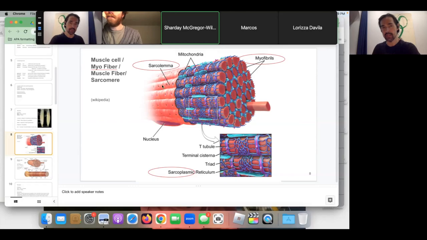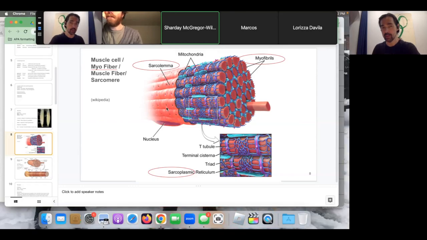So the muscle cell is the same as the muscle fiber. A muscle cell is sometimes referred to as a fiber of muscle, a muscle fiber. It's also called a myofiber. One myofiber, one muscle fiber, has many myofibrils. So threads inside of the fiber. The fiber is made of many fine threads. The fiber is made of fibrils.